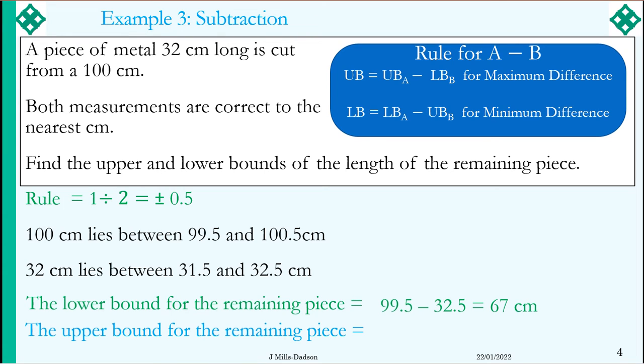To get the upper boundary, you take the upper boundary of the bigger number and subtract the lower boundary of the smaller number. So it's 69 centimeters. You just need to remember the rule, and you are just doing addition, subtraction, multiplication, division. That's all you are doing, but you need to know which numbers to choose. So study these rules carefully.